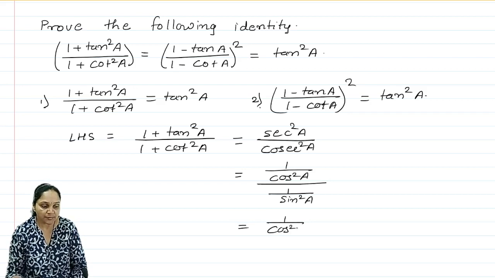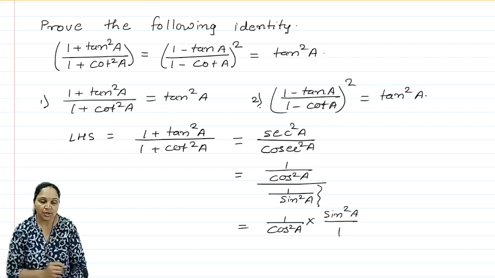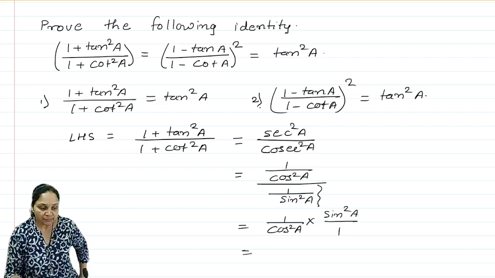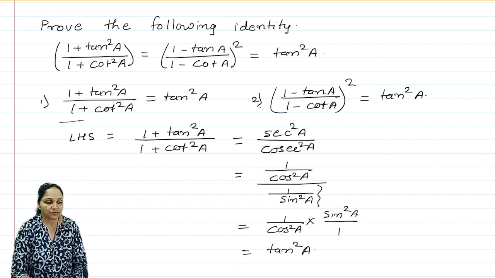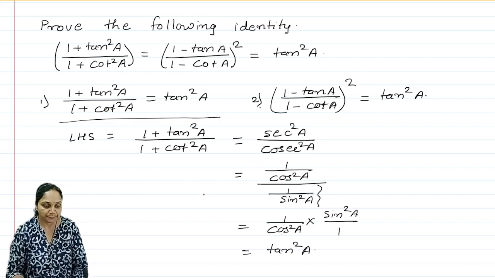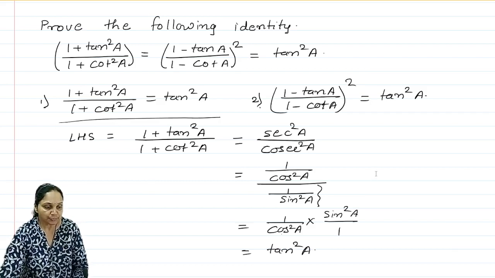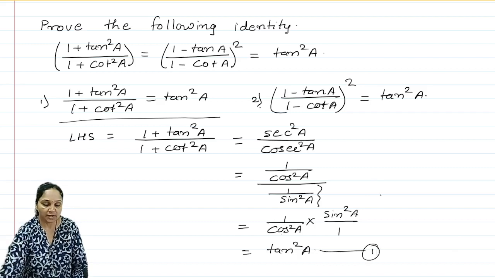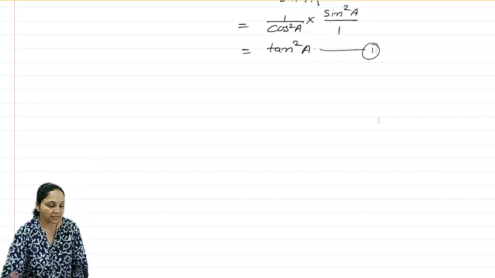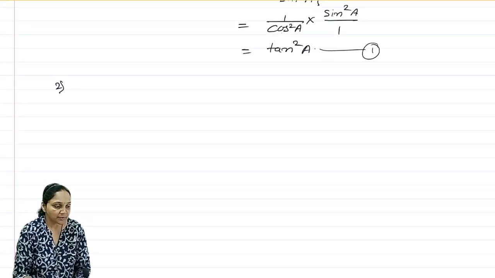So 1/cos² A into, write this as sin² A/1. And now we know sin² A/cos² A is equal to tan² A. So our first part is proved. Okay, now we have to prove the second part. So write this as 1, and then consider the LHS of the second part.